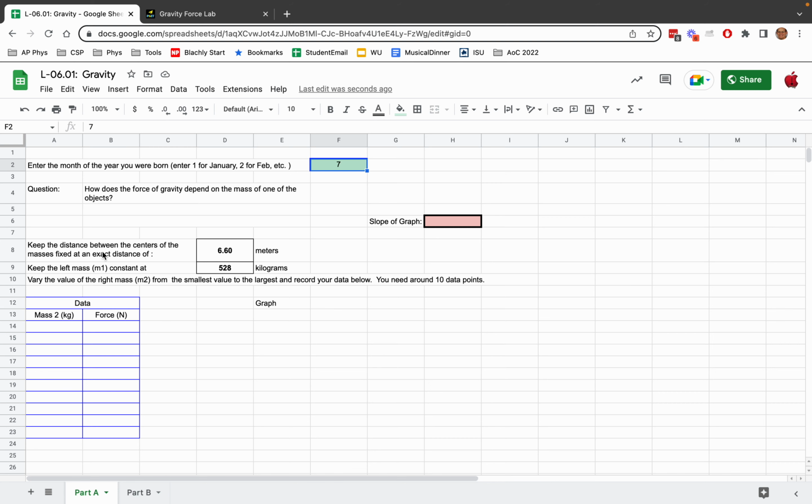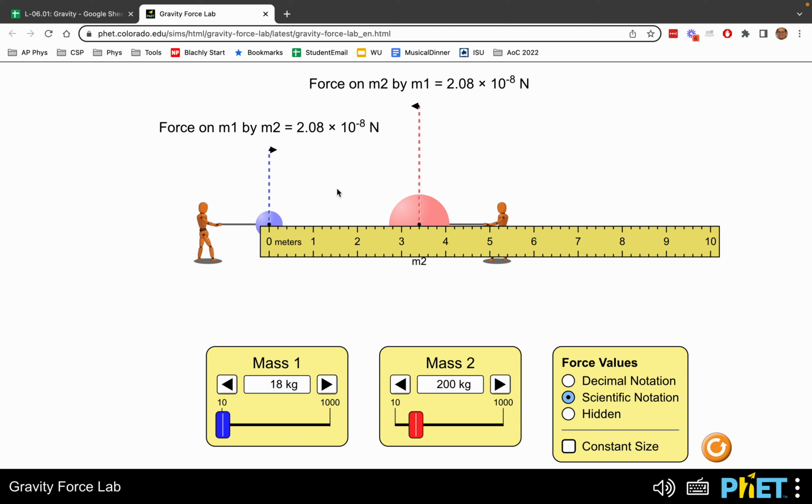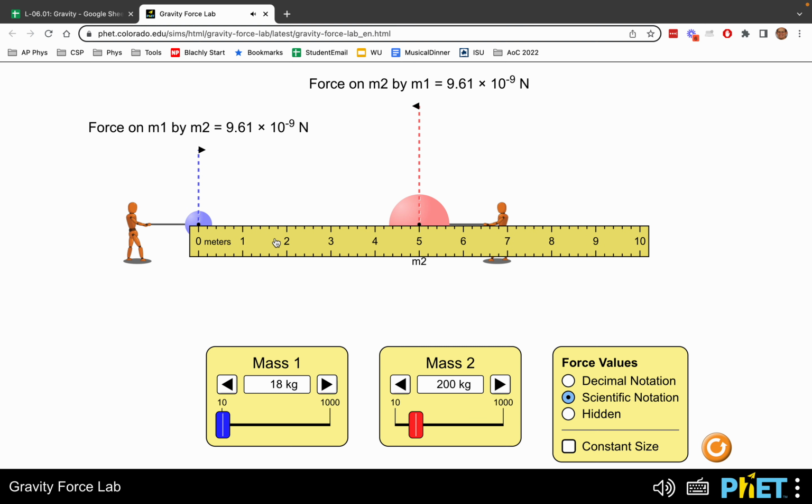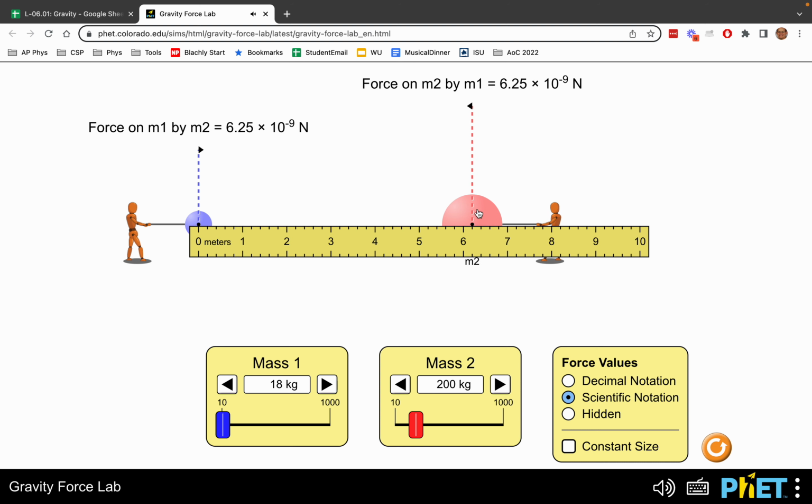Okay, so it says keep the distance between the centers to be 6.6 meters. So on your lab, you'll have to make sure the distance between the centers is whatever it tells you. So make sure you get it right. And so that would be right about there.